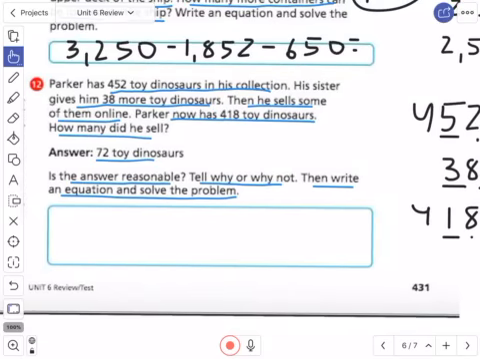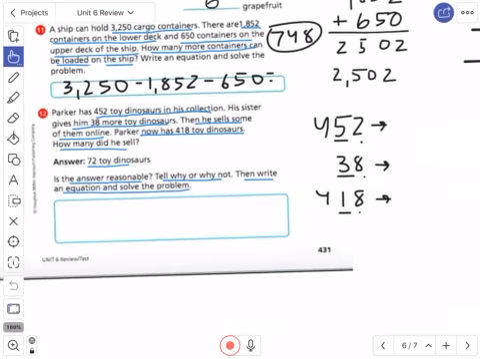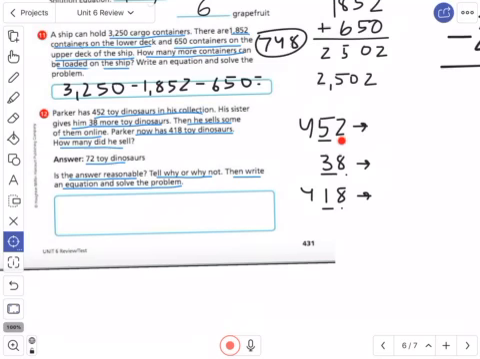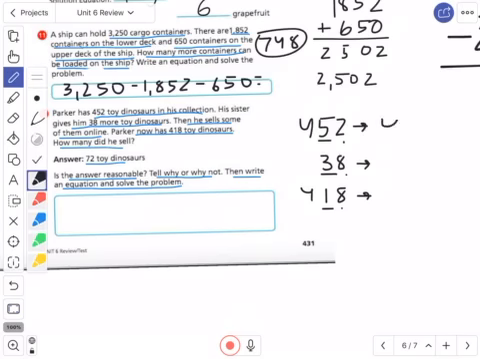And then number 12, Parker has 452 toy dinosaurs in his collection. His sister gives him 38 more toy dinosaurs. Then he sells some of them online. Parker now has 418 toy dinosaurs. How many did he sell? So remember, the first part of this is you had to do some rounding. So 452. So if you remember, the 5 is my rounder. That 2 is going to tell me 1, 2, 3, 4 you round down. 5, 6, 7, 8, 9 you round up. So 452 I round down. The 5 stays the same, so 450.